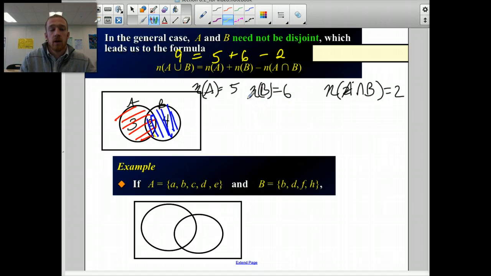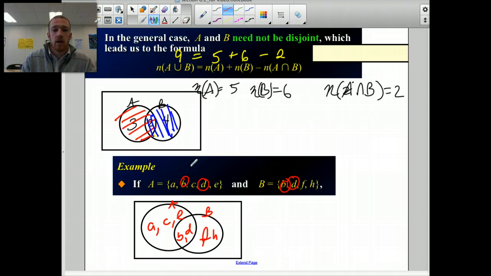That makes sense. Alright, so let's try another example here. There is a B here and a B there, and they also share a D. So those would be in the intersection: B and D. There's an A, a C, and an E that are not in B. And then F and H here.